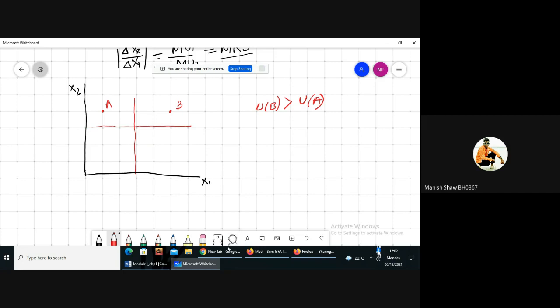Yes, sir. So point A and point B cannot be on the same indifference curve. বোঝা গেল? পয়েন্ট এ আর পয়েন্ট বি দুটো একই ইনডিফারেন্স কার্ভে কোনোদিন থাকতে পারবে না, কারণ পয়েন্ট বি হায়ার ইউটিলিটি দেয়। সুতরাং এইরকম একটা হরিজন্টাল স্ট্রেট লাইন একটা ইনডিফারেন্স কার্ভ হতে পারে না কোনোদিন। ফাইন? Yes, sir.